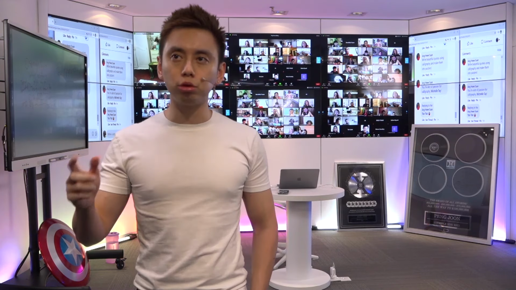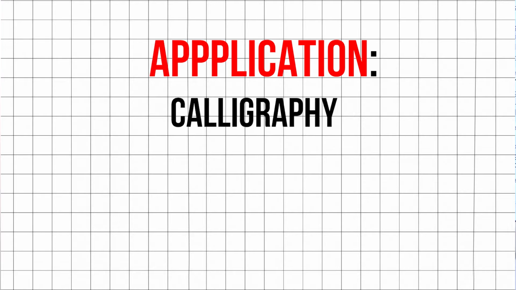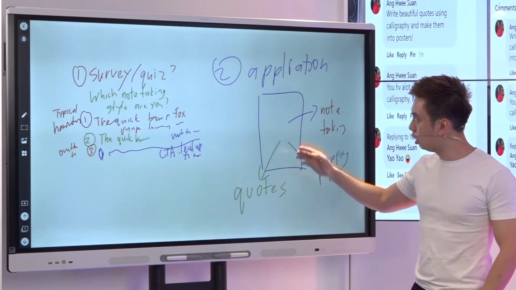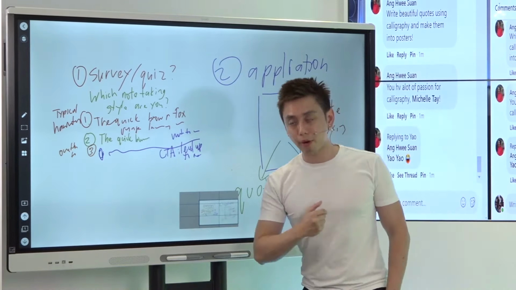When you tell me that story, I'm straight away thinking about creating the bridge, right? So it's like, can you imagine, again, application, calligraphy, note-taking, wrapping paper, quotes, okay? So now it would be telling your story, right? You like the one from Maya Angelou.